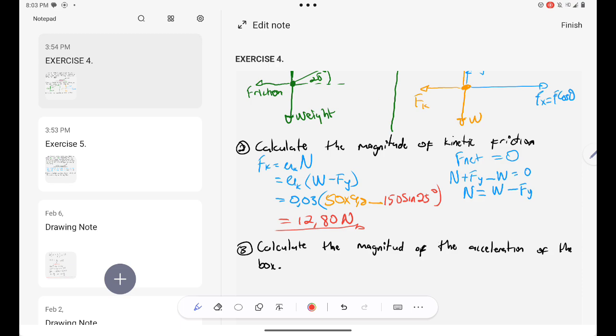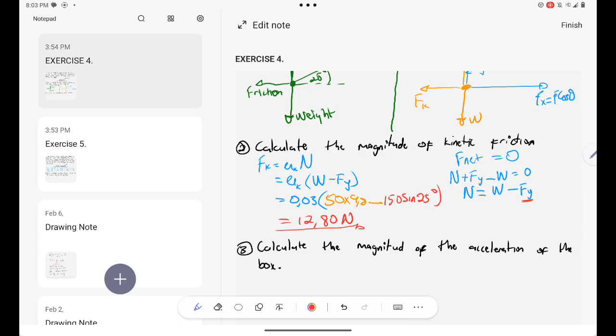So whenever, guys, we are given a coefficient of friction and we have our applied force, which is applied at an angle, for us to find a normal force, we just need to take the gravitational force and subtract from it the vertical component of the applied force.